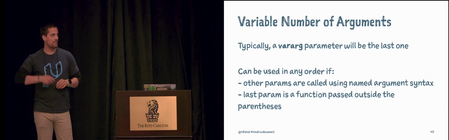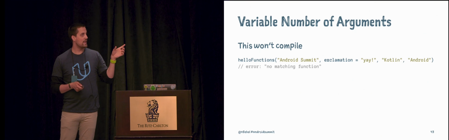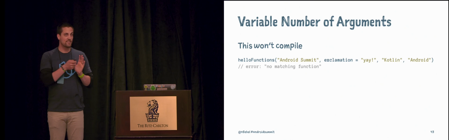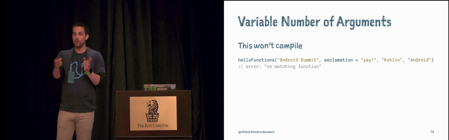However, in this case, this works, but it might not be what we're expecting. Because there's no default for the first parameter there, it's then going to use Android Summit as the exclamation, and then iterate twice for the vararg. And then in this case, it won't know how to handle this. Because we're using the exclamation in the middle, it then splits up the rest, and it doesn't know how to treat that as a single input array, and so we get a compiler error.